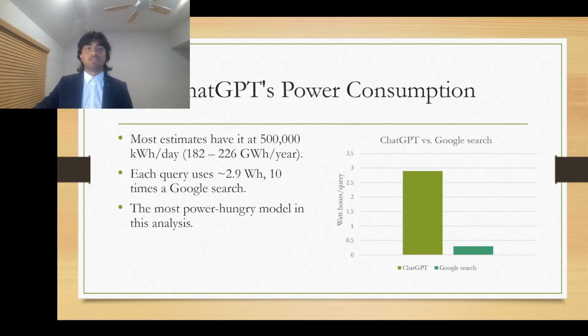ChatGPT's power consumption, most estimates have it being around 500,000 kilowatt hours a day, or between 182 to 226 gigawatt hours a year. Each query is about 2.9 watt hours, or 10 times a Google search, and it's also the most power-hungry model in this analysis.